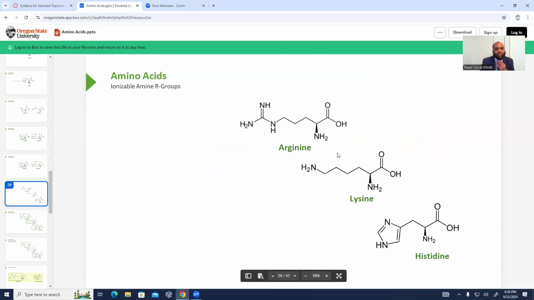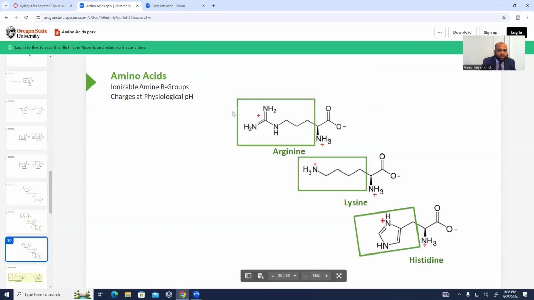Okay, you see arginine. What's going to happen to arginine? Let's figure that out. The OH is going to be minus. The NH, they're going to cancel. And the N is going to give it a net positive charge.